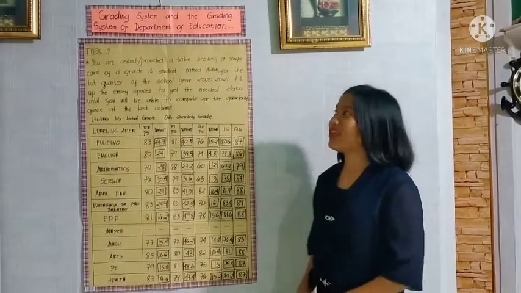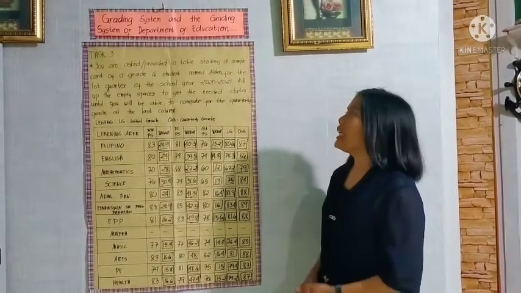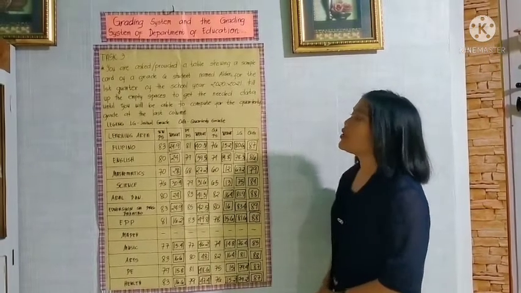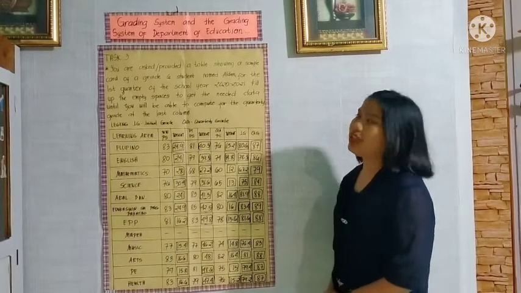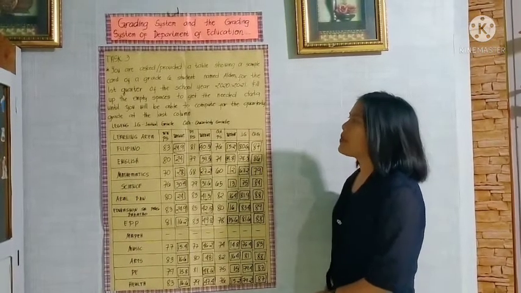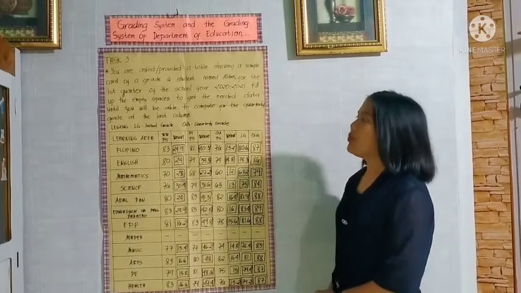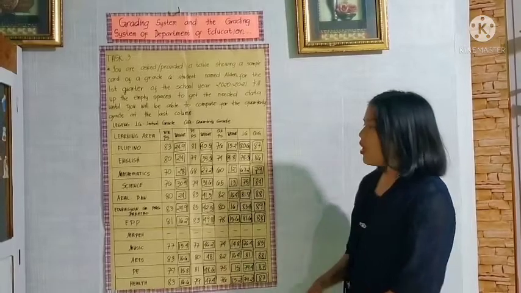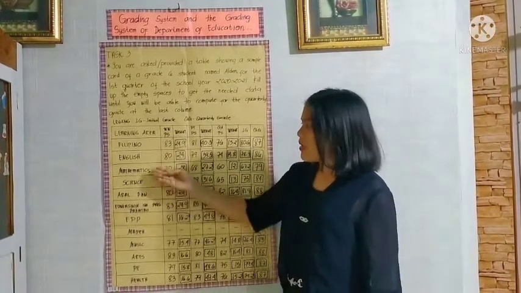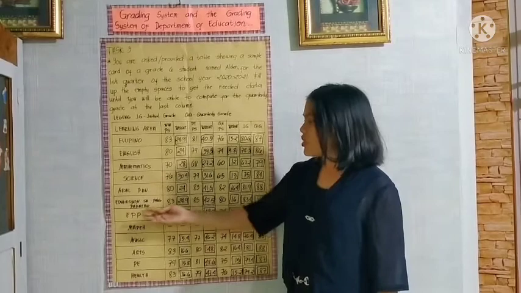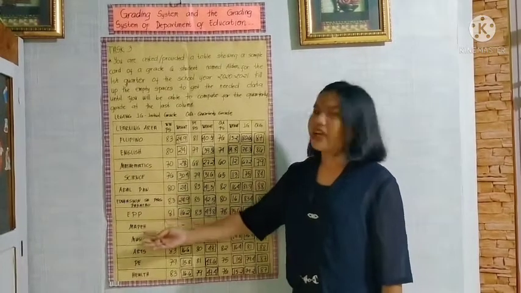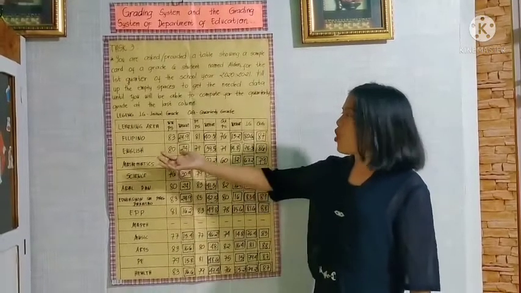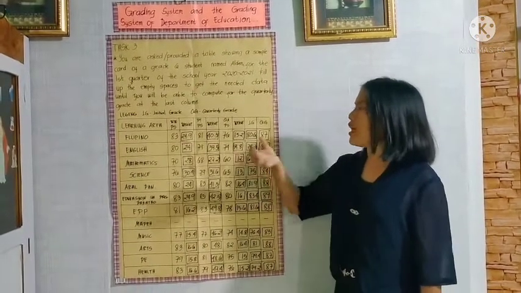So now let's proceed to task 3. You are provided a table showing a sample card of a grade 6 student named Alden for the first quarter of the school year 2020-2021. Fill up the empty spaces to get the needed data until you'll be able to compute for the quarterly grade at the last column. So now we have Filipino, English, Mathematics, Science, Araling Panlipunan, Edukasyon sa Pagpapakatao, EPP, and MAPEH. We are provided all the percentage scores for written work, performance task, and quarterly assessment.